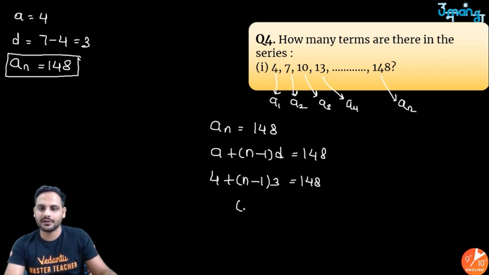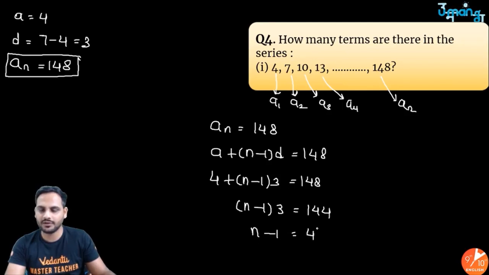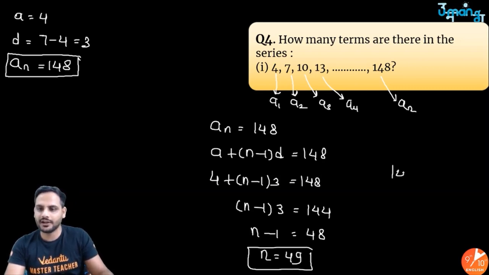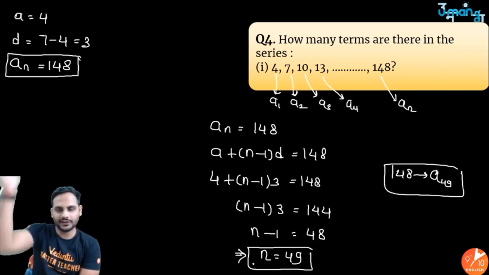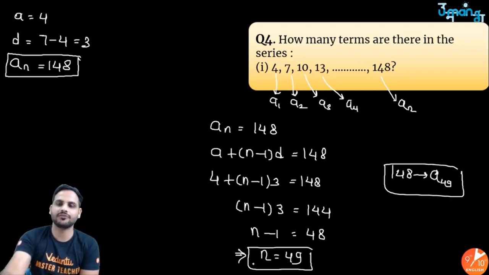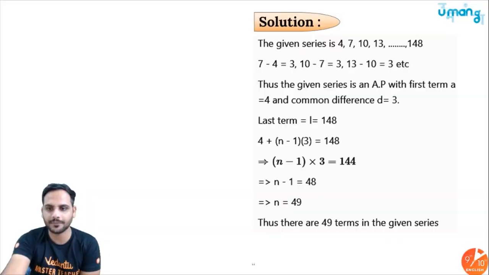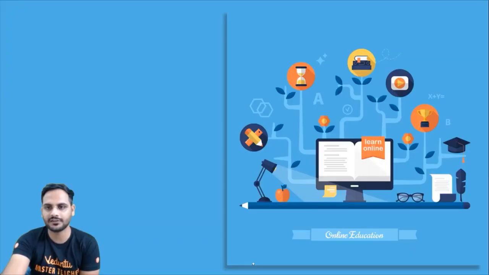Shift 4 over there. So n minus 1 into 3 is 148 minus 4, which is 144. Divide 144 by 3. So n minus 1 is equal to 48, since 3 fours are 12 and 3 eights are 24. So n is equal to 49. So this 148 is your 49th term. So total how many terms are there in this AP? There are total 49 terms. First term is 4, 49th term is 148. So total 49 terms are present in this AP.